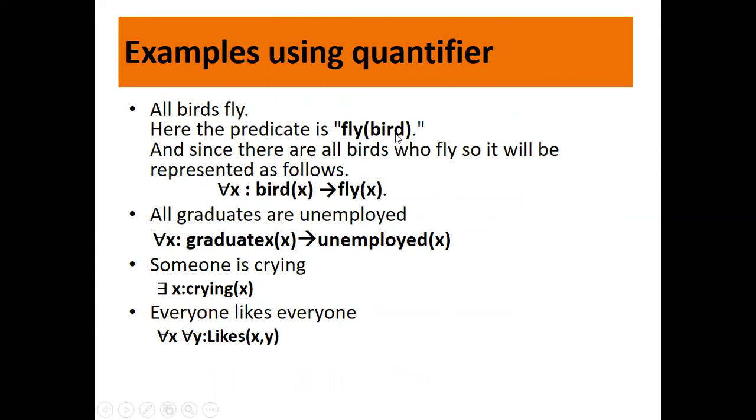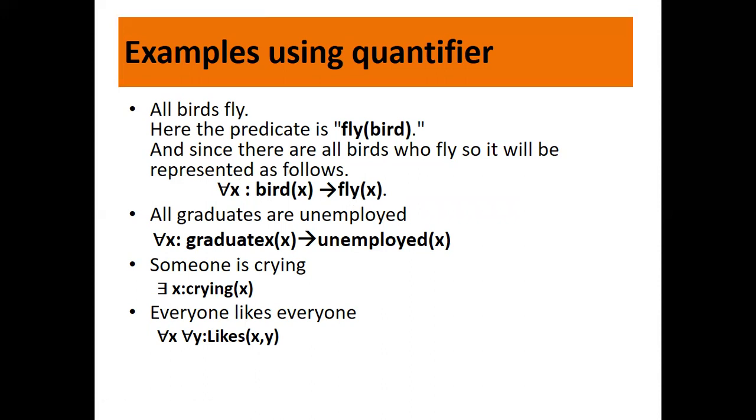Since we have used the word "all birds" who fly, it will be represented with the universal quantifier ∀x, where x is a bird. If x is a bird, then x will fly. This implies fly. Okay, so the same statement is represented here using this predicate logic statement. Is it fine? For all x, x is a bird, because x is a bird, x can fly.